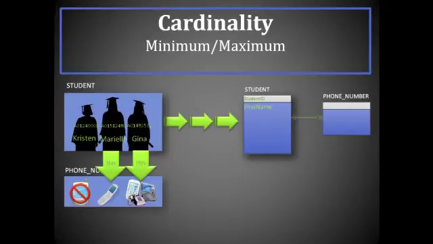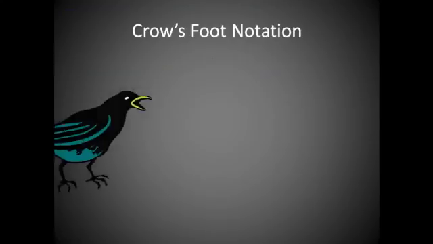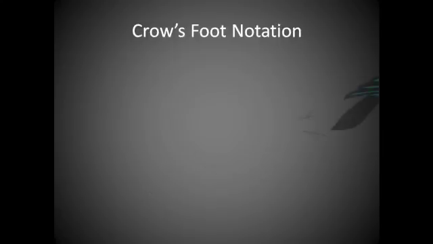An easy way to represent cardinality on a diagram is through crow's foot notation. Crow's foot? You mean like the bird? It kind of looks like its foot at least.